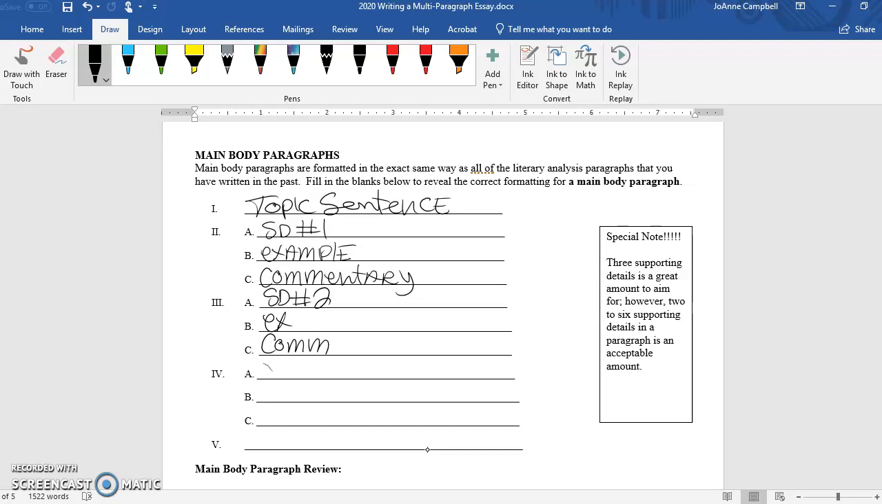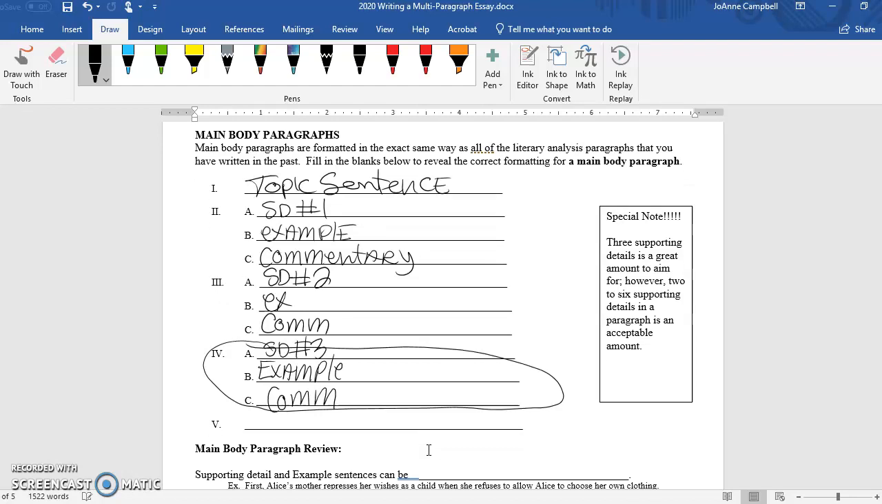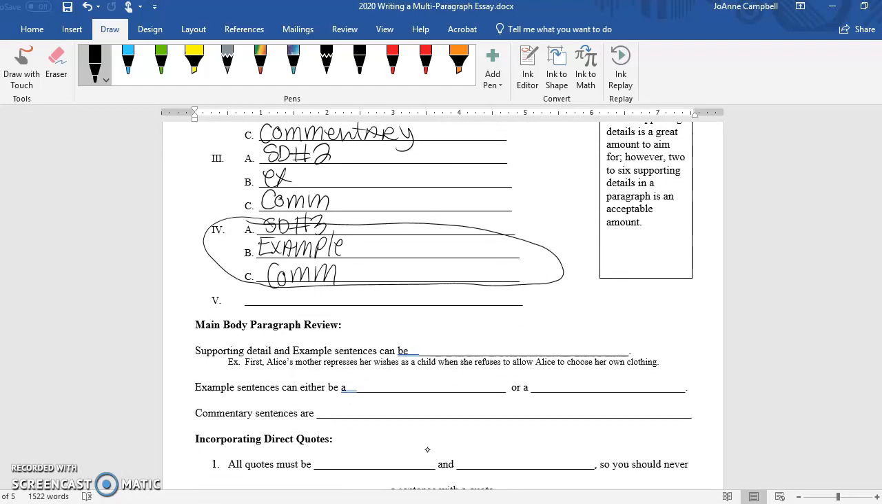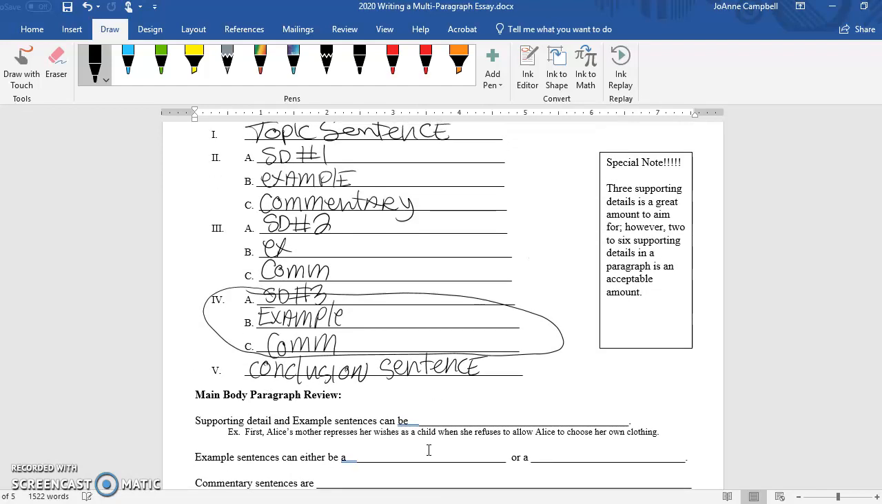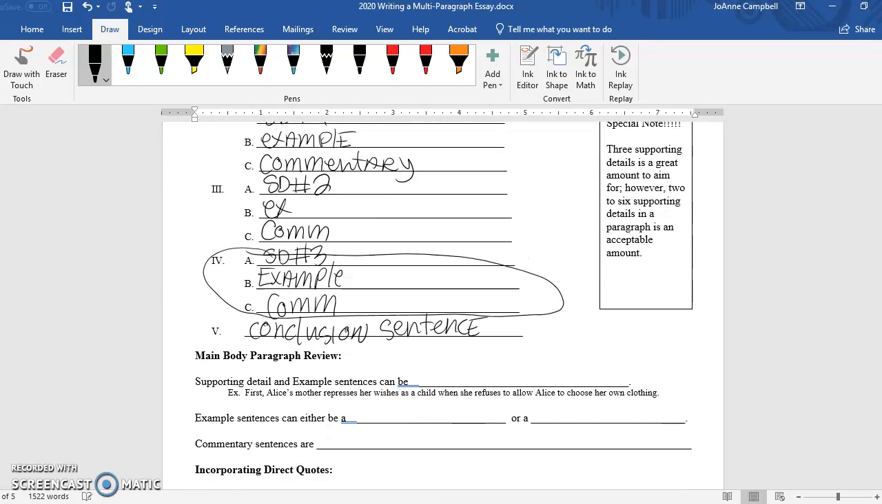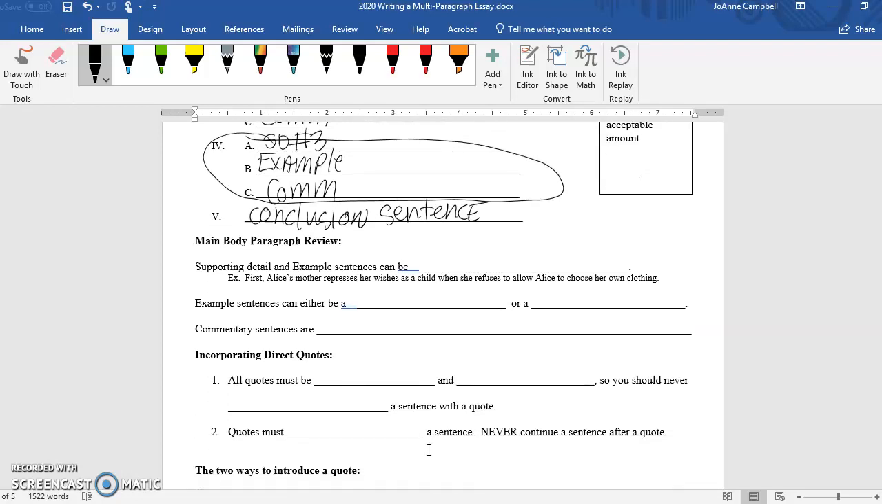And this last part is optional, okay? Because 2 supporting details per main body paragraph are fine, but you could have 3. Supporting detail number 3 with an example and commentary. And then before you move on to your next paragraph, you have to have your conclusion sentence. So you have to summarize what you've said in just this paragraph alone. So conclusion sentence. And that's just reiterating this on the side here. 3 supporting details is great, but 2 is fine. So 2 is completely acceptable.